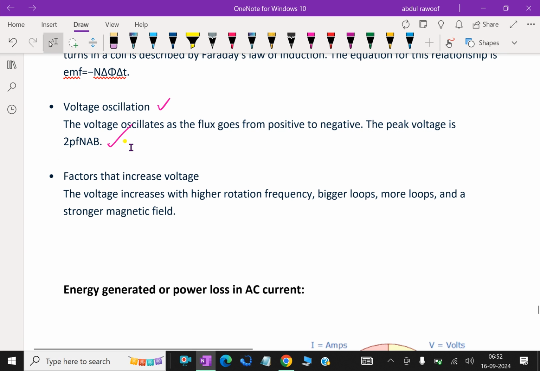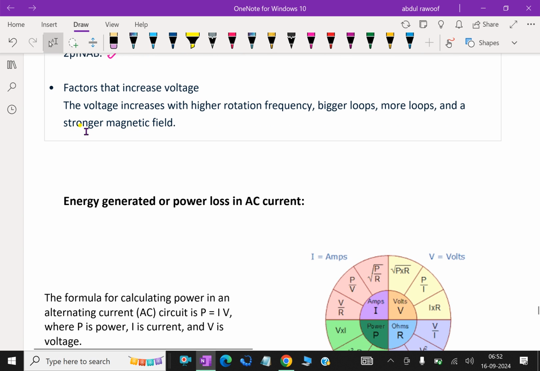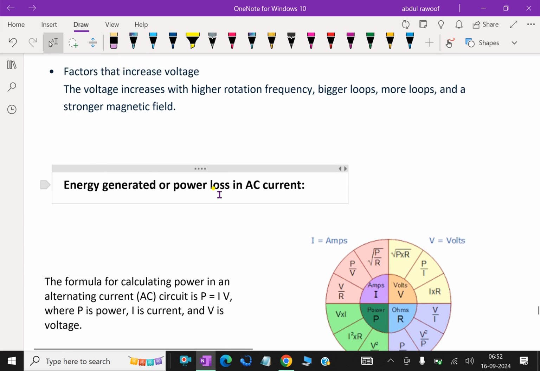Note these points. Next, factors that increase the voltage. The voltage increases with a higher rotation frequency, bigger loops, more loops, and a stronger magnetic field. These are the factors to increase the voltage produced.